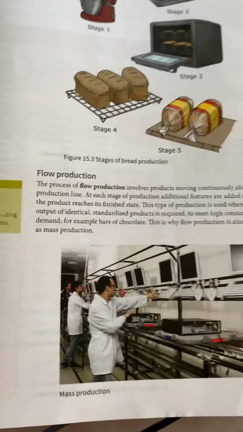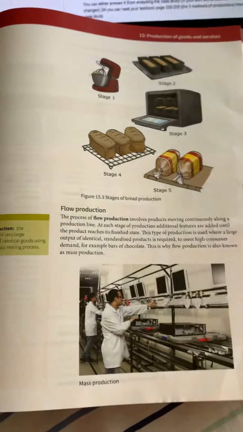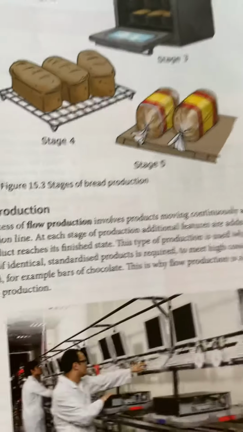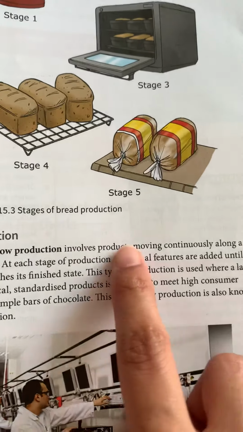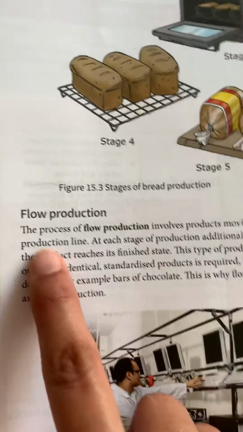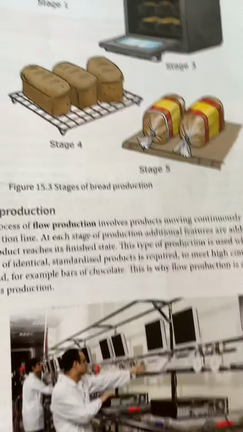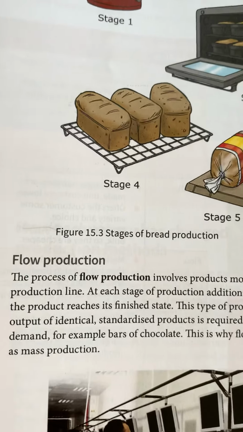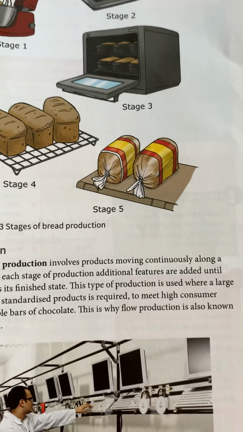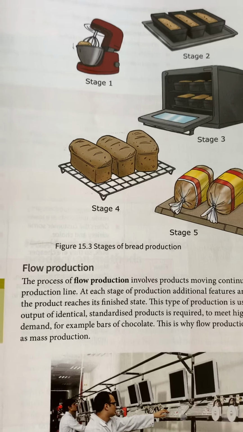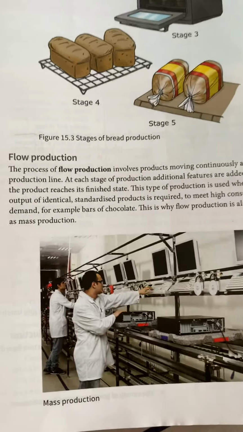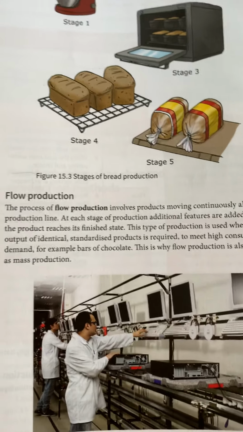So it's a continuous process. While one is being packaged, another one is filling. While one is being labeled, another one is being capped. So the process of flow production involves products moving continuously along a production line. At each stage of production, additional features are added until the product is finally finished. This type of production is used where a large output of identical and standardized product is required. So basically this is like big factories where everything is automated.